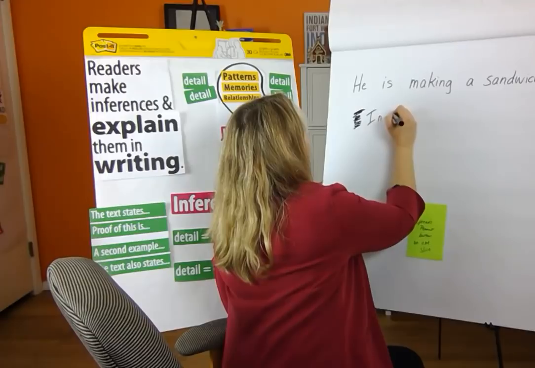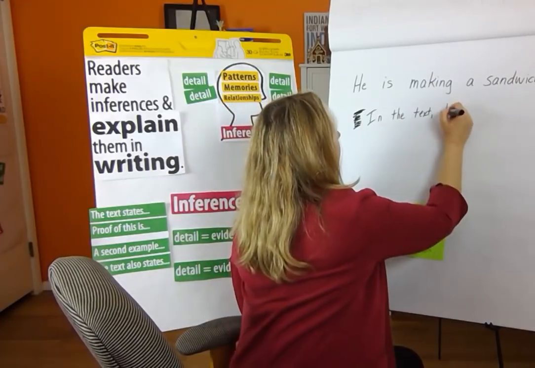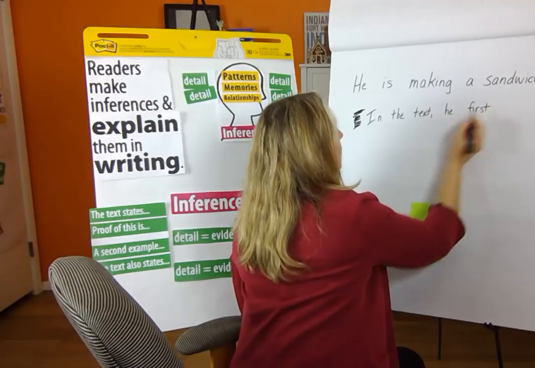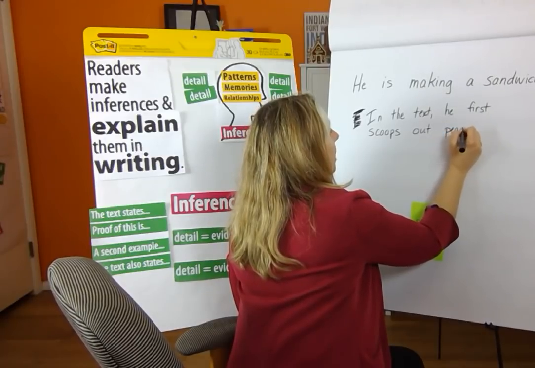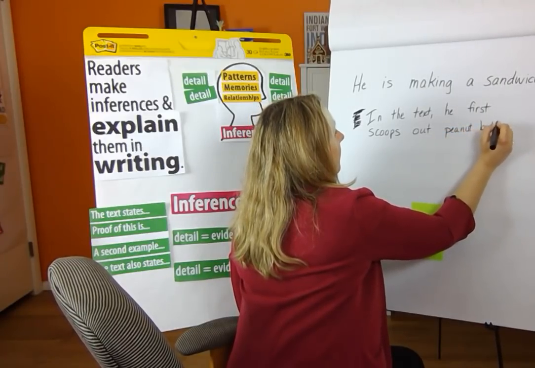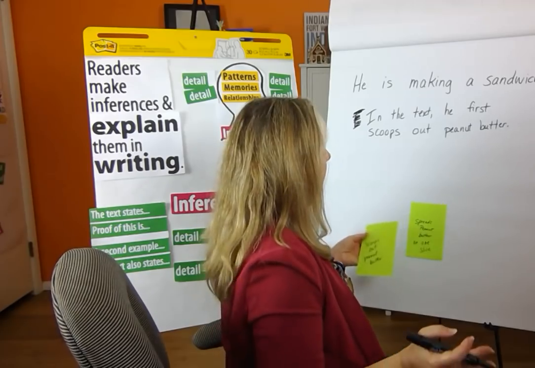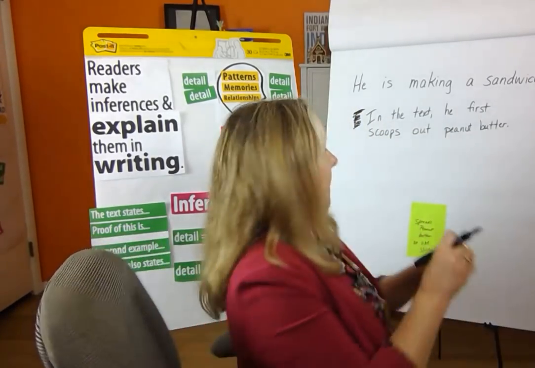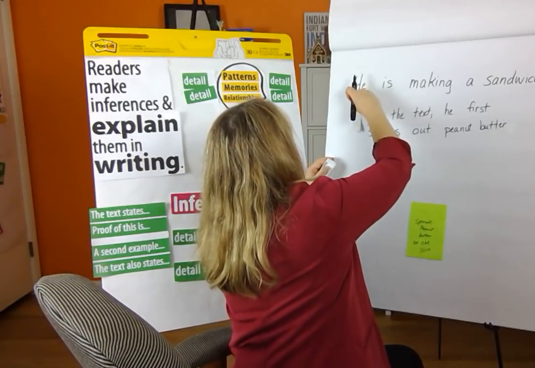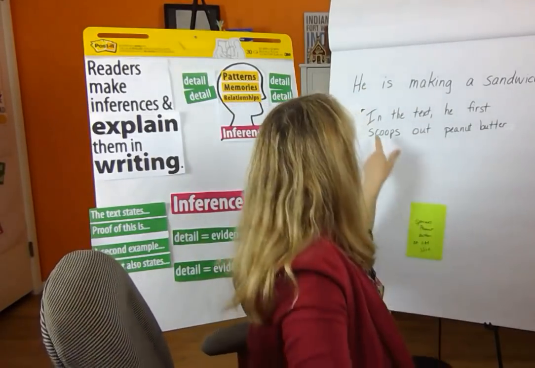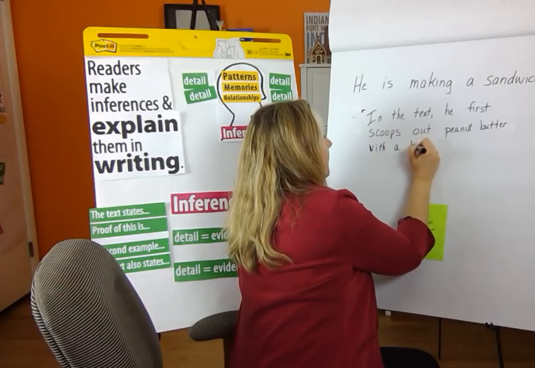In the text, he first scoops out peanut butter. Good, good, good. And you could actually say with a knife if you wanted to. You want to do that? Okay, well then, here, I'm going to actually get out some of my oopsie tape. I forgot about that earlier. I should have gotten that oopsie tape out when I made that mistake here. Okay, so first he scoops out the peanut butter with a knife.